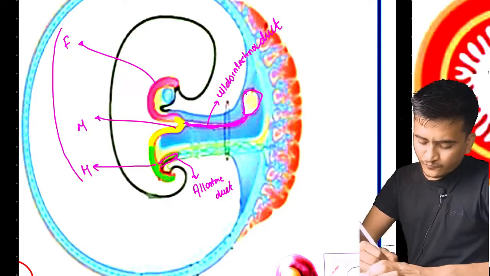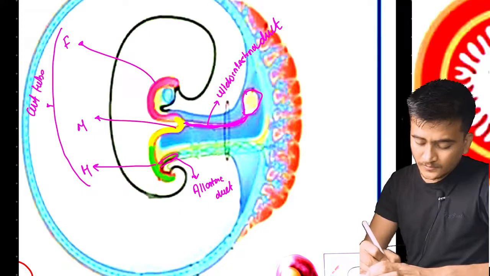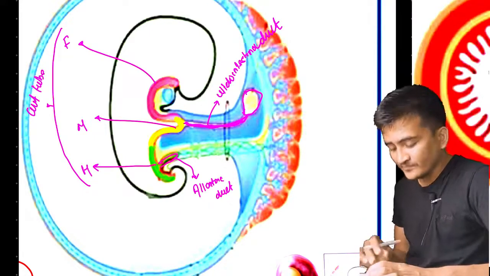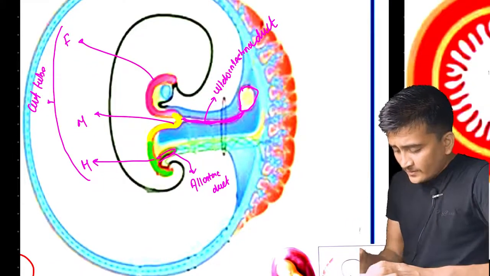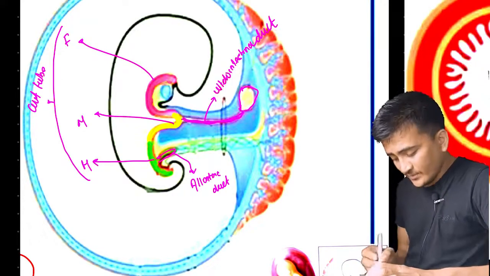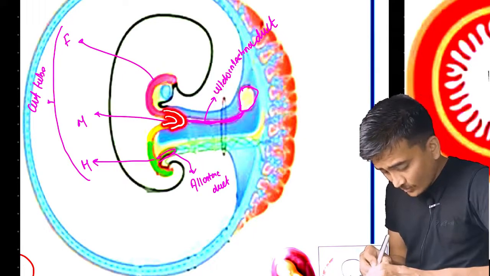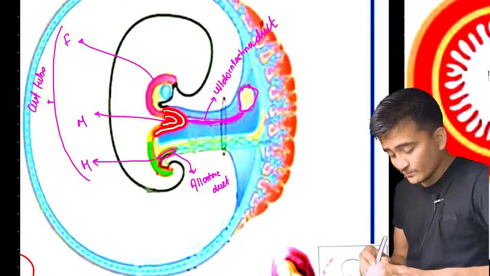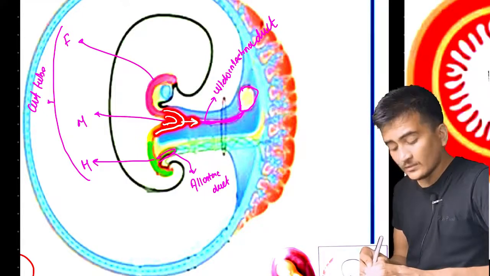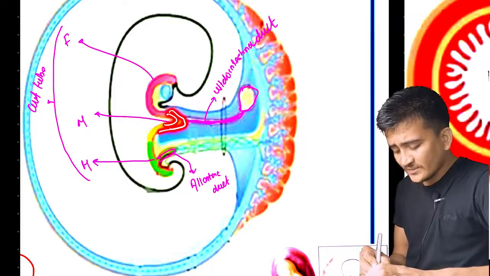And all these three structures, what are these? These are gut tube. Now, here you can see, I mentioned that this structure is the vitelointestinal duct. But as you can see, this region, the region of midgut, is protruding inside our umbilical region. Now, why is it protruding inside our umbilical region?